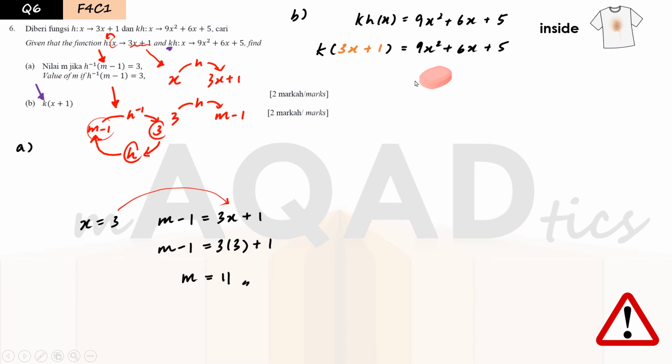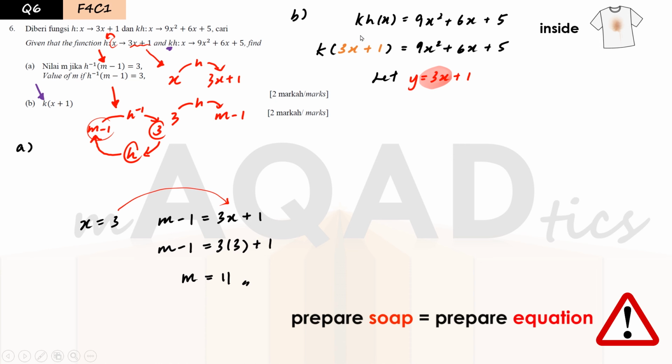This one will be a bit funny because the soap here is actually the thing inside the function, 3x plus 1. I'm going to let it be an unknown. So here will be y equals to the thing inside the function, so y equals to 3x plus 1, and this would be our soap. Once we have our materials ready, we can go through the 3-step method to clean the shirt.